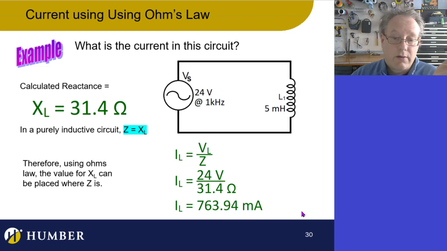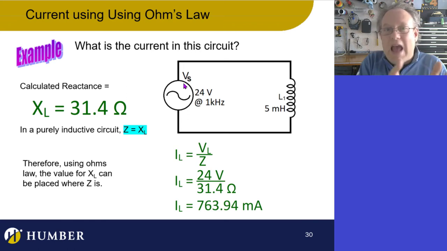So now that's the current. We got 673 milliamps in this circuit. Now, just to note, that's after 5 time constants, or is it? No, this is AC. It's changing all the time. Because it's changing all the time, that is actually the current all the time in this circuit. Well, we know that the current's changing quickly, changing 1,000 times a second.